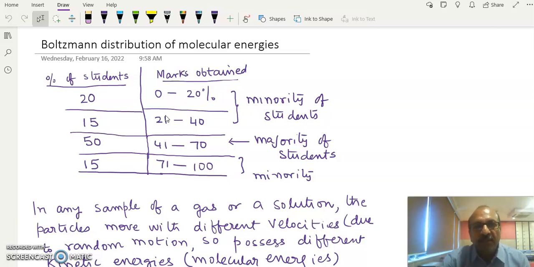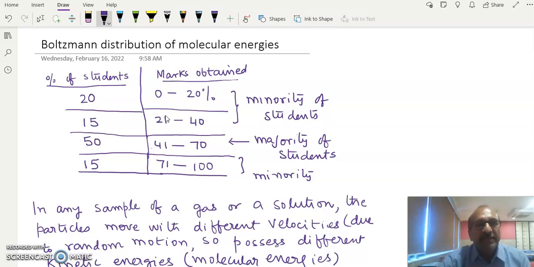That is due to the random motion, because the molecules or the particles keep on colliding randomly with each other, so that the velocities possessed by these different particles will be different and not the same. But how exactly are these velocities distributed among the molecules? For that explanation, I find this analogy to be very helpful.